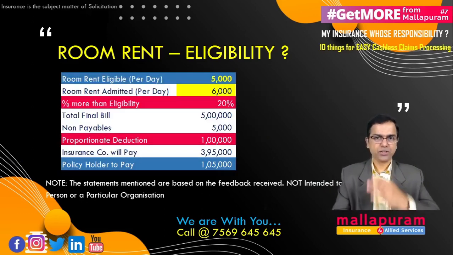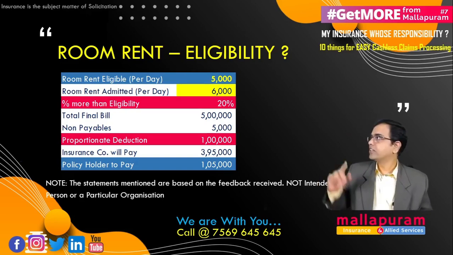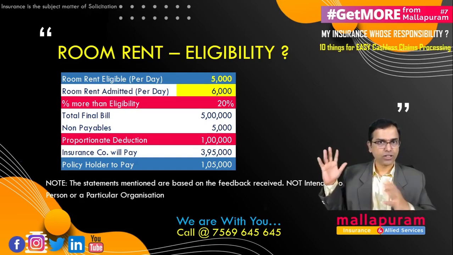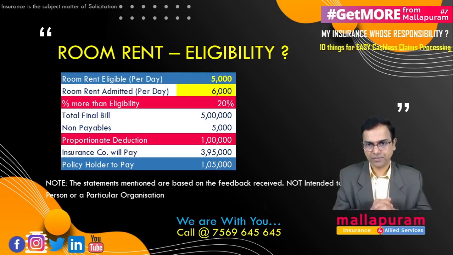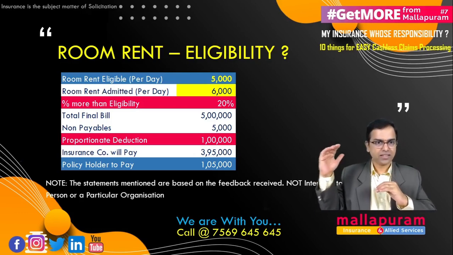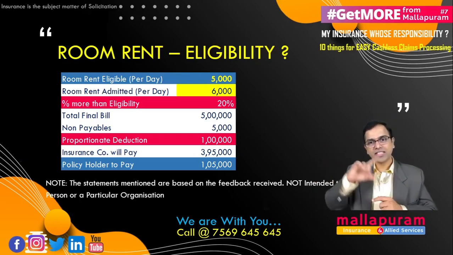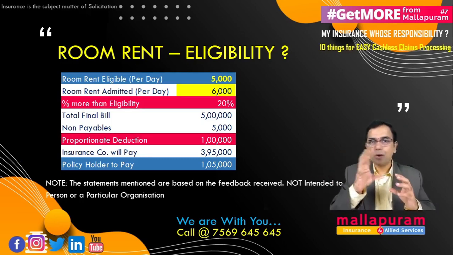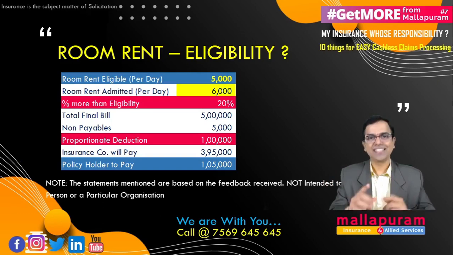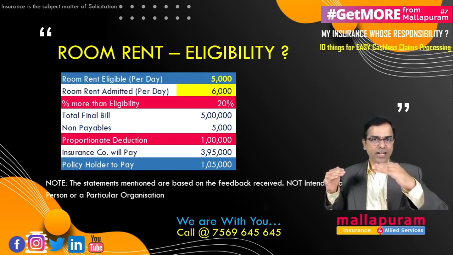Say suppose, the same example that I have told you before. There is a policy of 5 lakh rupees, and a room rent of 5,000 rupees which is eligible under the policy. Now you got admitted into a hospital, and the room rent is 6,000 rupees. So it is 1,000 rupees extra on 5,000. How much percentage is it? Yes, it is 20%. So 20% extra on your eligible limit.